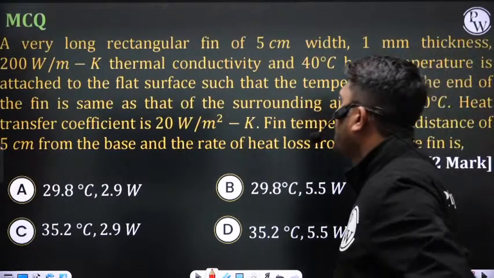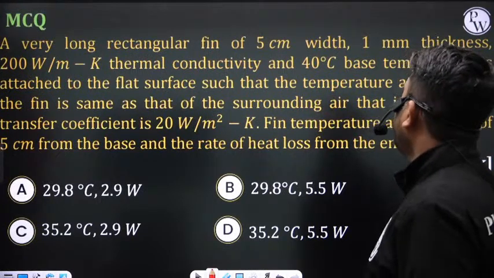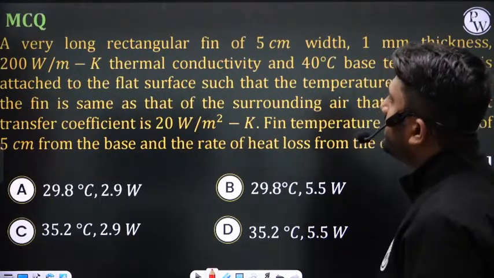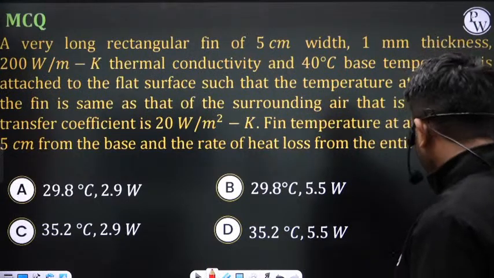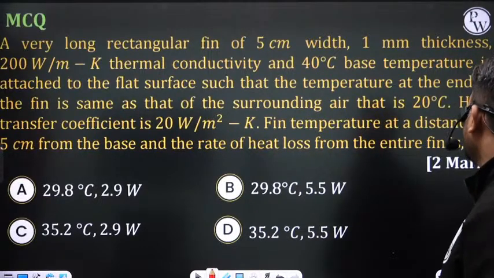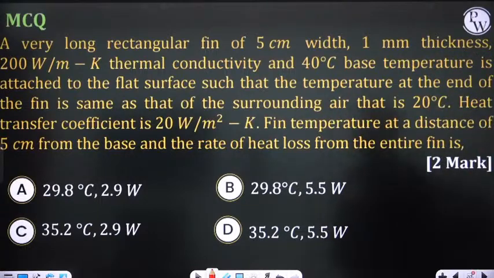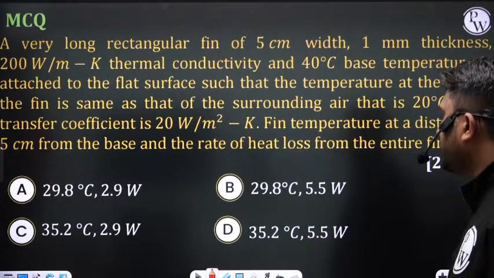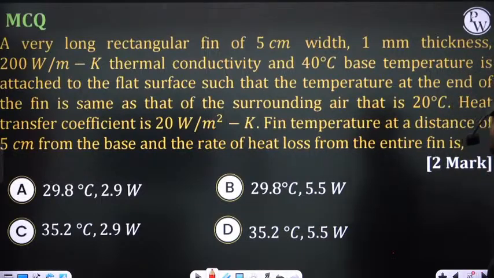Okay, now see here, a very long rectangular fin of 5 centimeter width, 1 mm thickness, 200 watt per meter Kelvin thermal conductivity, and 40 degrees Celsius base temperature is attached to the flat plate such that the temperature at the end of the fin is same as that of the surrounding air, that is 20 degrees Celsius. Heat transfer coefficient is 20 watt per meter square Kelvin. Fin temperature at a distance of 5 centimeter from the base, and the rate of heat transfer or heat loss from the entire fin is.